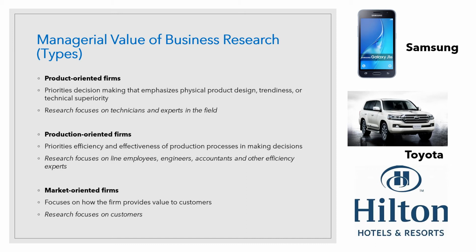An organization's business strategy will drive the type of business research that they will conduct. If they're a product-oriented firm, they're going to emphasize the design of the product. So they're going to be interested in conducting research that gives them better insights on how to improve product design. If they're a production-oriented firm, they're going to be focusing on how they can create efficiencies within their organization.